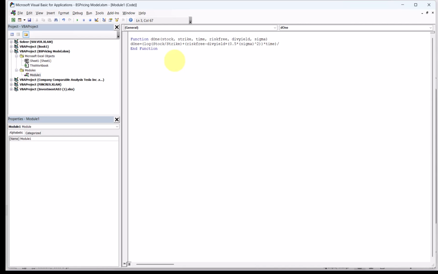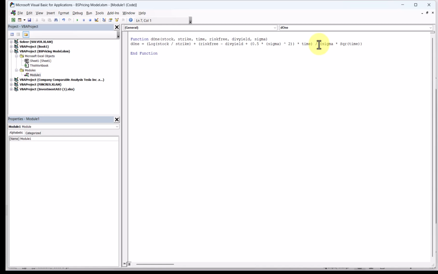Then we're going to divide that by, open parentheses, sigma multiplied by the square root. And in Visual Basic, we use SQR instead of SQRT. So that's a difference between the Excel function name and what it's named in Visual Basic. So remember, this is SQR instead of SQRT for the square root. Open parentheses, time, and then two close parentheses. Okay. So there's our D1 function.